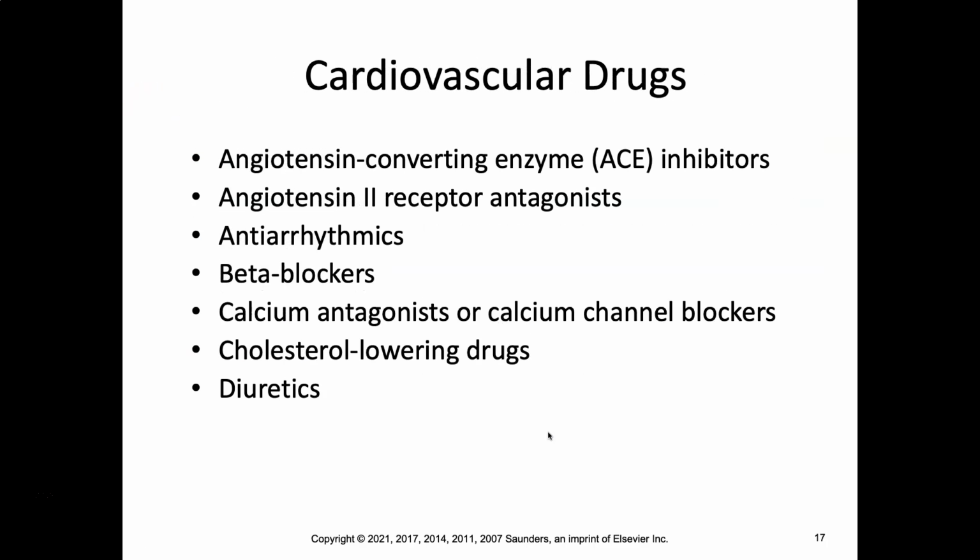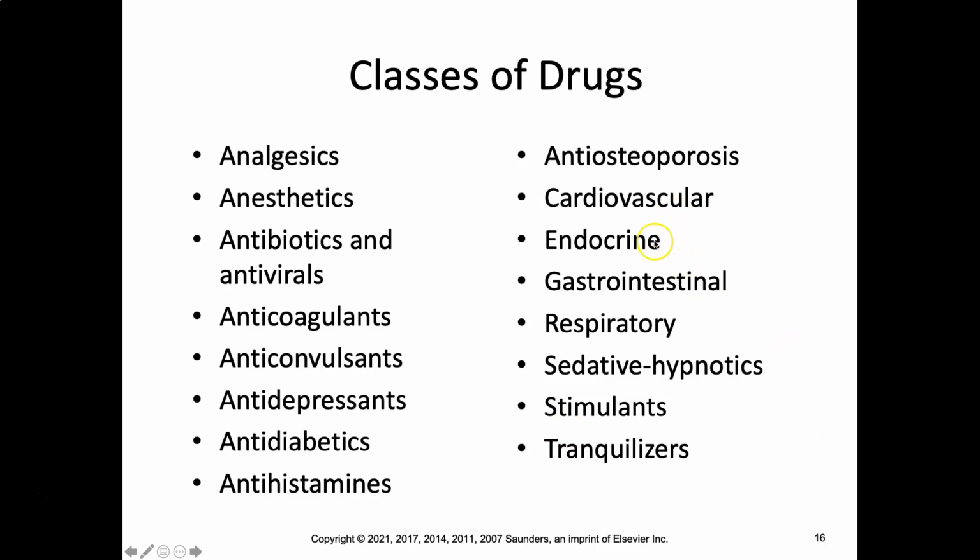Okay, so we talked about cardiovascular, endocrine, and gastrointestinal. We're also going to be covering respiratory drugs, those inhalers for asthma and COPD. We'll be talking about sedatives and hypnotics. These are medications that depress the CNS, central nervous system, and promote drowsiness and sleep. They are often prescribed for insomnia and sleep disorders.